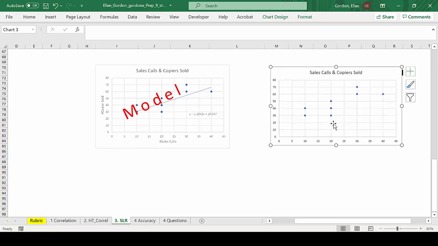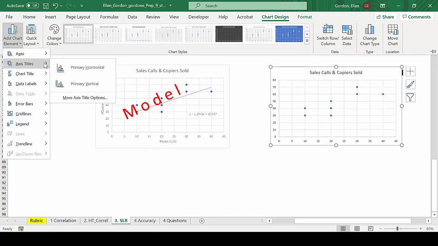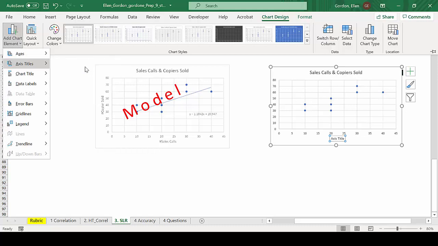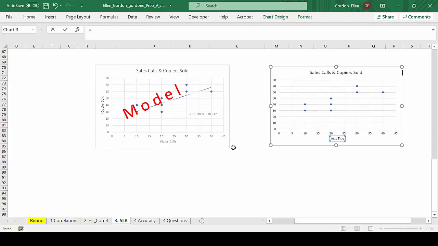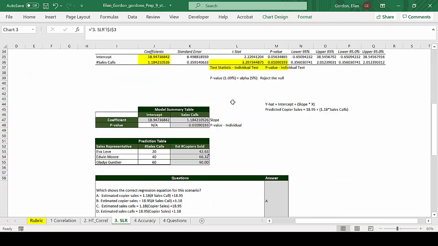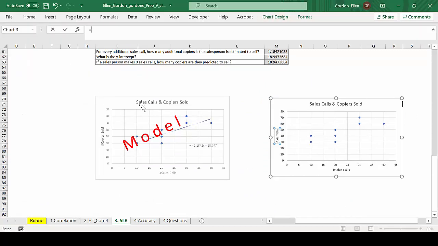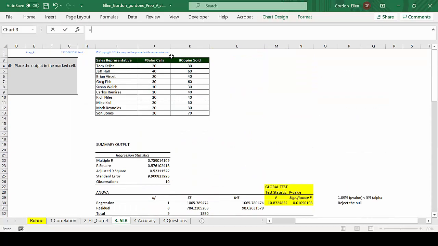We want to insert axis titles. So I'm going to go to chart design, add chart element, and I'm going to add a horizontal. Again, I'm going to immediately hit equals, and then I'm going to reference sales call, and I'm going to do the same thing for the vertical. So I immediately hit equals and then copiers sold.